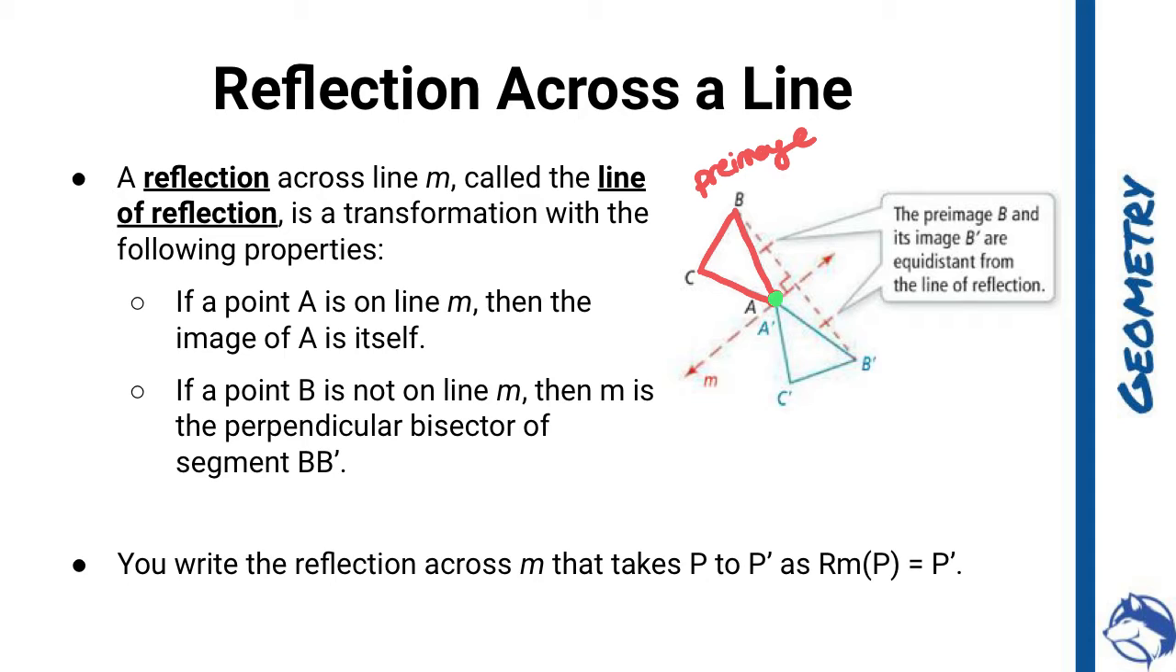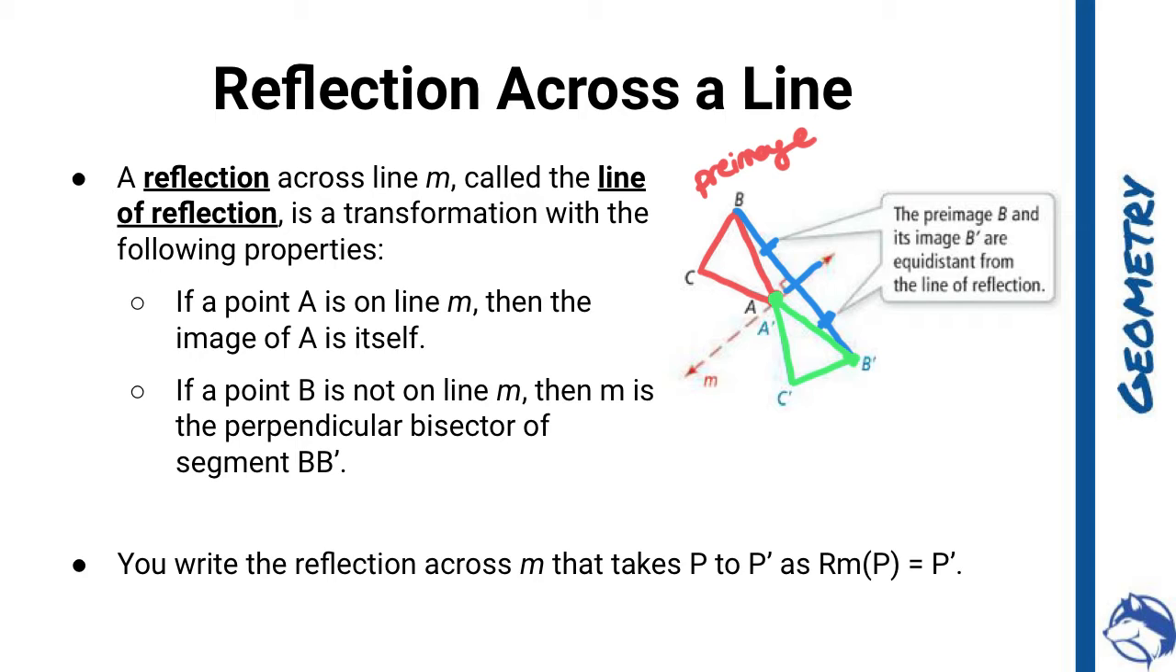If point B is not on line M, so point B is now over here and this is B prime, then M is a perpendicular bisector of the segment between them. If I draw the distance between these, M bisects it, so these are the same length apart. The same is going to be true with C and any other point that is not on the line.